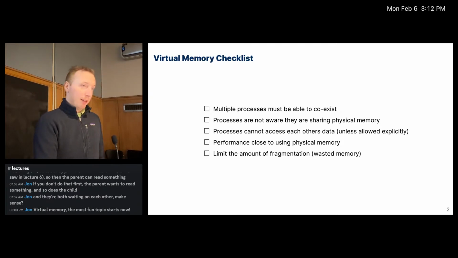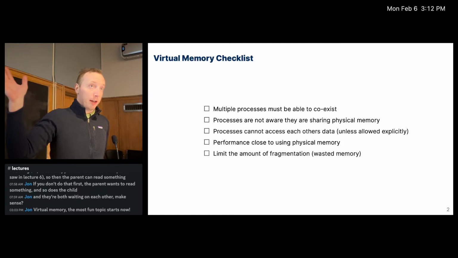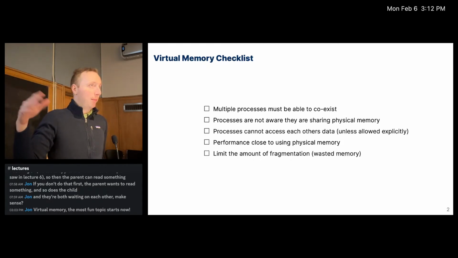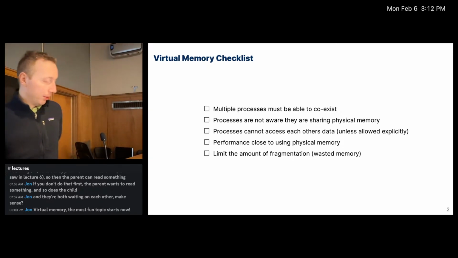You also want processes not accessing each other's data unless you explicitly allow them to through some type of inter-process communication, being pipes. What we'll see later, you can also say a region of memory is shared explicitly, and any changes will be reflected in multiple processes, which makes things a bit trickier. And we'll see that when it comes to it.